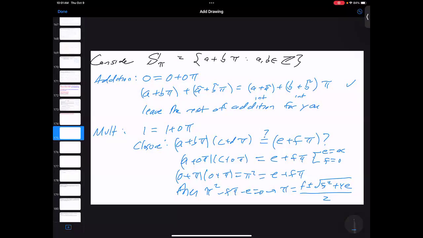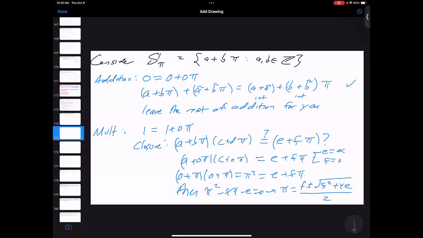How many people have heard the word algebraic and transcendental? Okay. So an algebraic number is a number that solves a polynomial of finite degree. A transcendental number does not solve a polynomial of finite degree. So if this was closed, pi would have to solve a polynomial of degree 2. And so I can use the quadratic formula. I now need to use some advanced theory. I need to know that pi does not solve a polynomial of degree 2. So I'm not going to prove that. But once you have that, it turns out that S pi is not a ring.